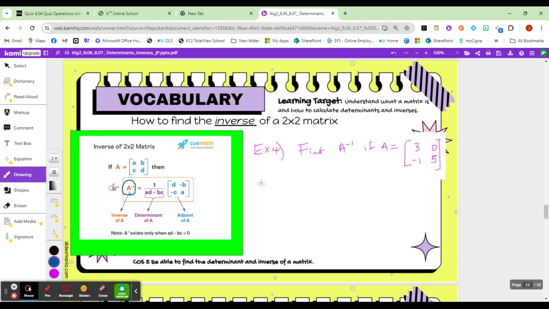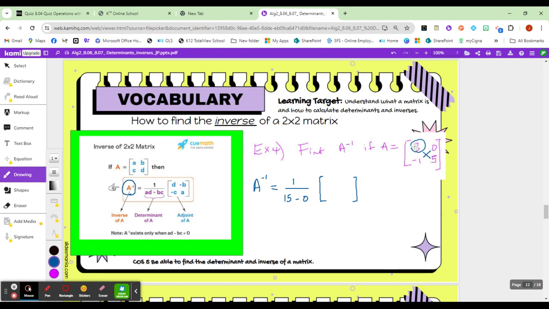So they're asking us to find the inverse of A. So that's going to be following the formula. This first part is going to be 1 over. This is always your A, B, C, D. So we always start in the upper left. Multiply the numbers that are in the diagonal. 3 times 5 is 15. Always subtract. 0 times -1 is 0. Then we open up a new matrix.